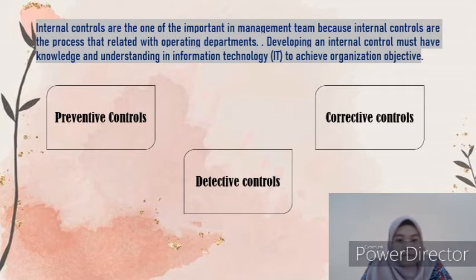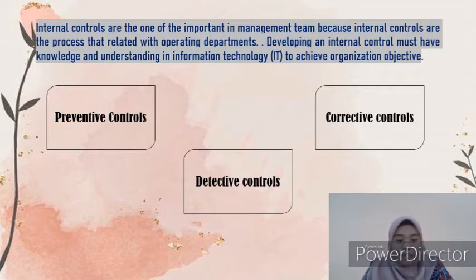Next, detective control. Detective control is investigating existing problems, for example, duplicate records, checking the calculation, providing the bank reconciliation, and the last one is preparing the monthly trial balance.